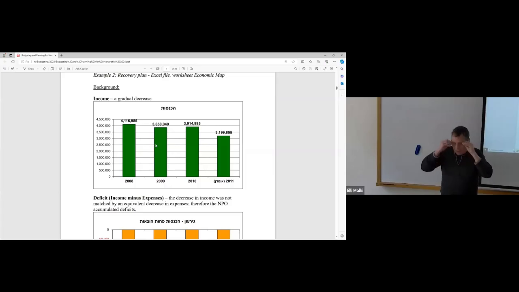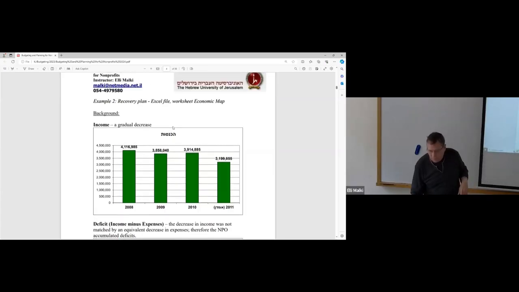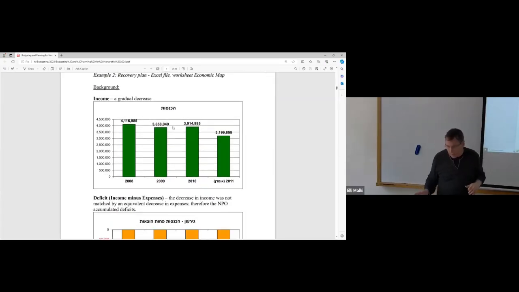So the first example, which is a recovery plan, it is a real organization. And before going to the economic map, I want to show you the background to the recovery plan. Now, just to elaborate about the term, a recovery plan is something that I hope you will never encounter.